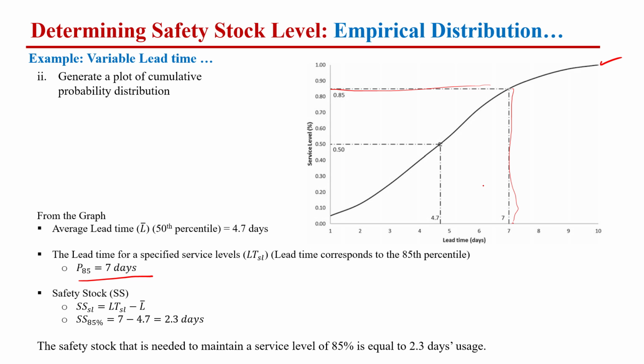Then, in order to calculate the safety stock, the average is 4.7 days. So 7 minus 4.7 indicates 2.3 days. That means the safety stock that should be maintained to reach the service level of 85% should be equal to 2.3 days of inventory.